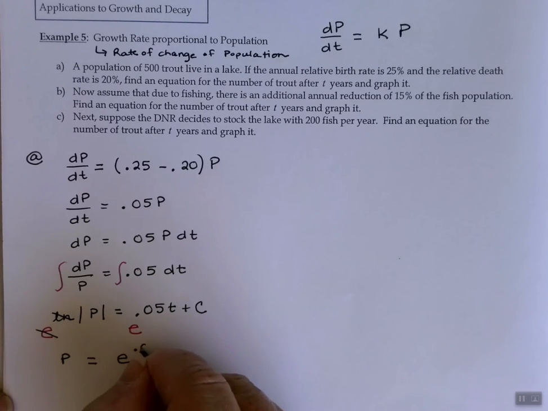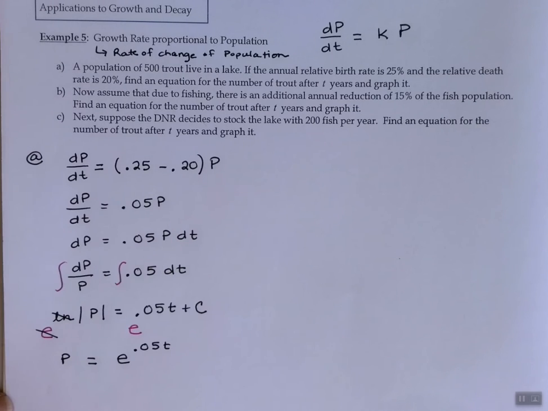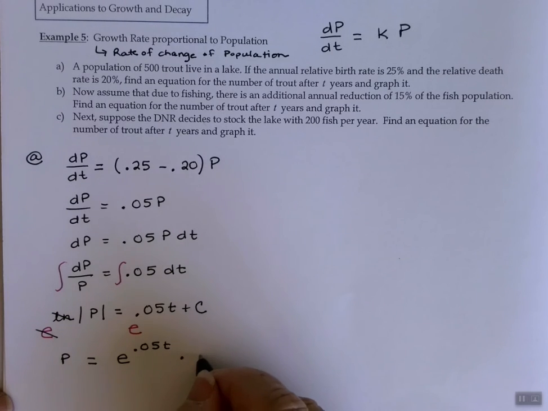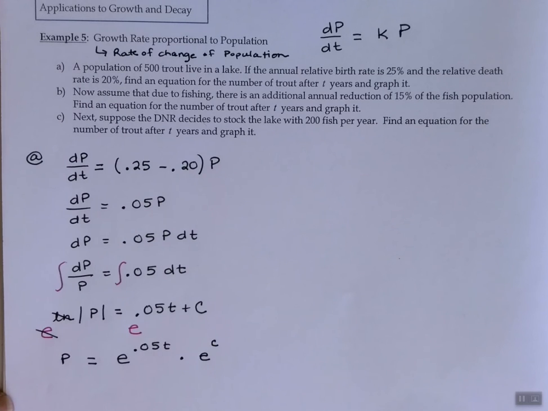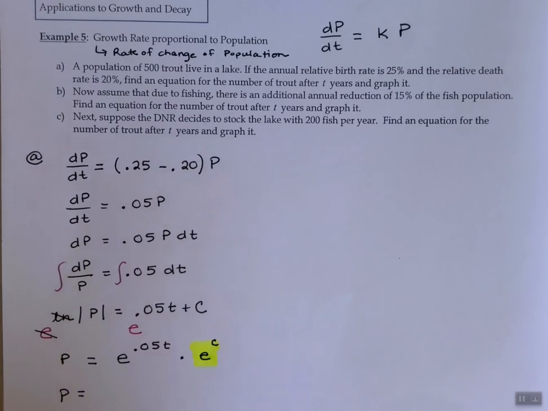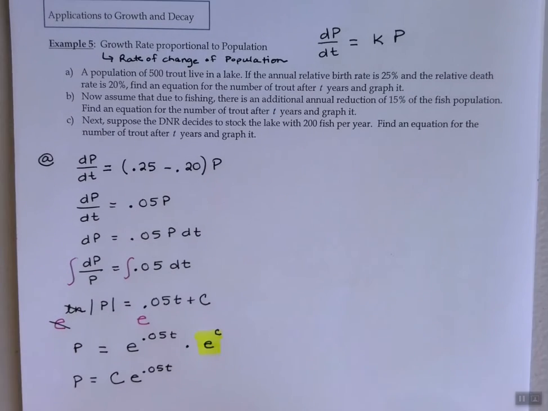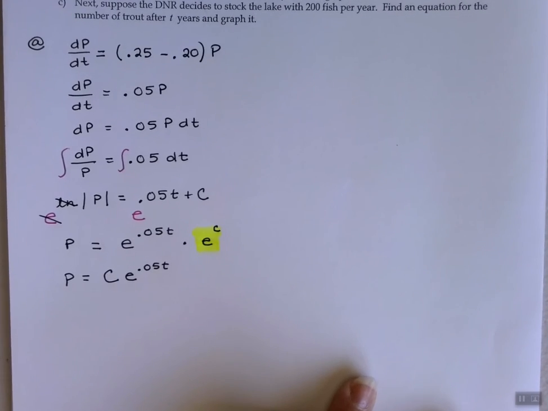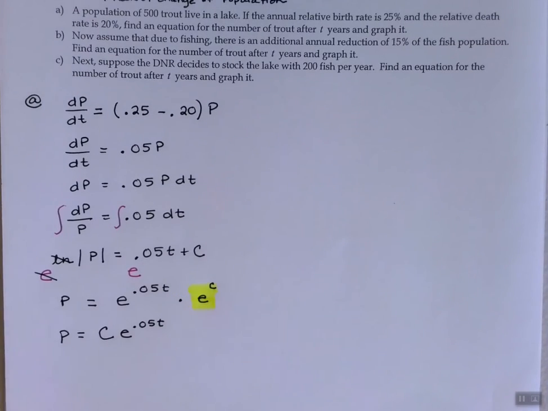this again. I have e to the 0.05t, and then I could say multiplied by e to the c. Right? When you multiply, you actually add the powers, so it's the same thing. And then this e to the c is just e to a constant, is just a new constant. So I'm going to call that big C, multiplied by e to the 0.05t. All right, there's my general solution.